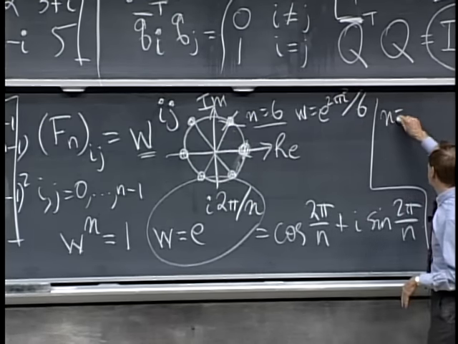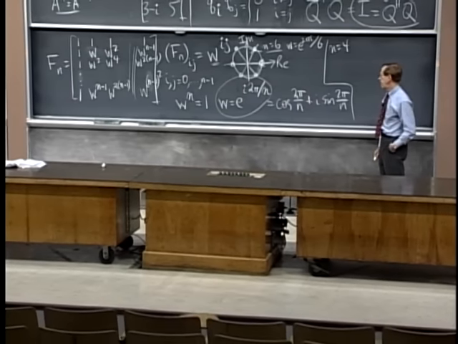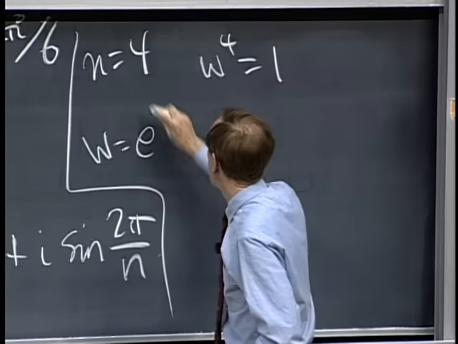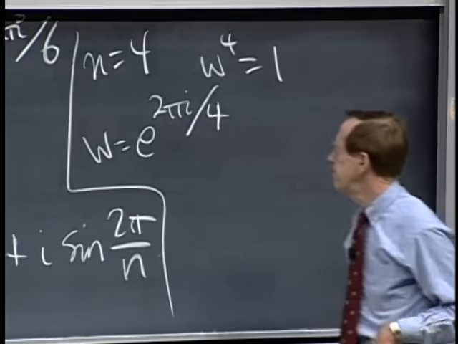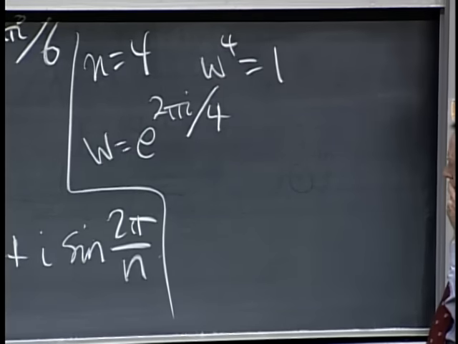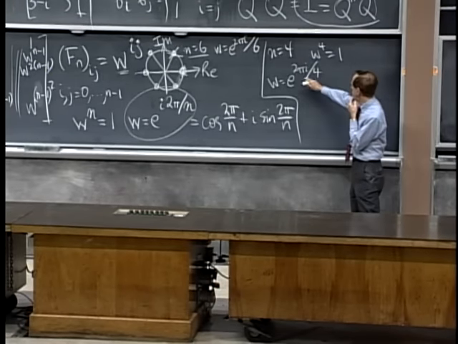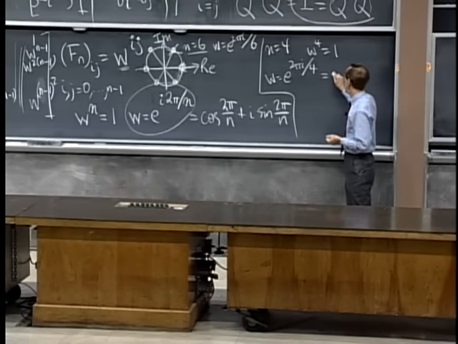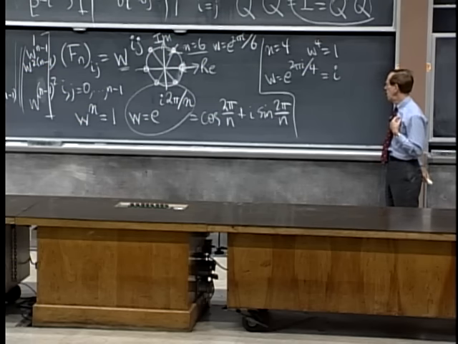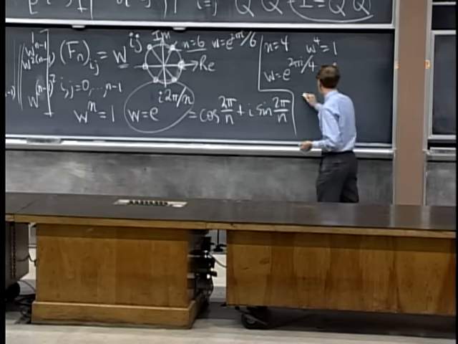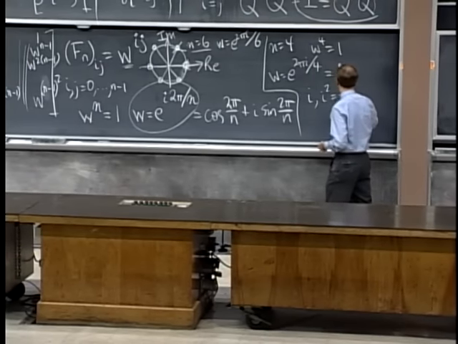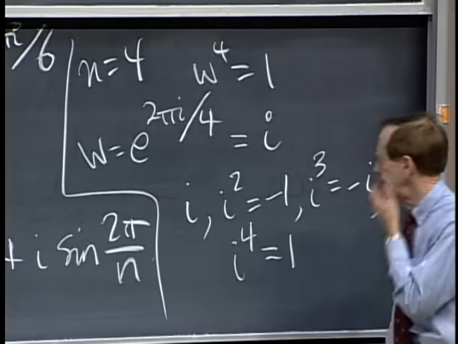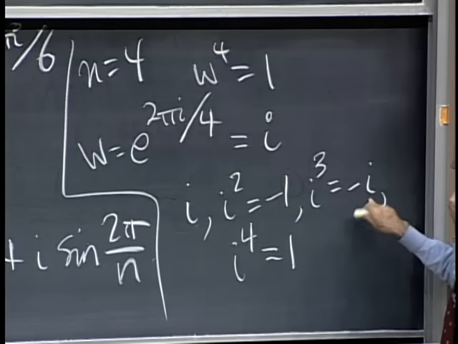Okay. I said I would probably switch to n equal 4. What's w for that? It's the fourth root of 1. W to the fourth will be 1. W will be e to the 2 pi I over 4 now. What's that? This is e to the I pi over 2. This is a quarter of the way around the unit circle, and that's exactly I. And sure enough, the powers are I squared, which is minus 1, I cubed, which is minus I, and finally I to the fourth, which is 1, right? So there's w, w squared, w cubed, w to the fourth.